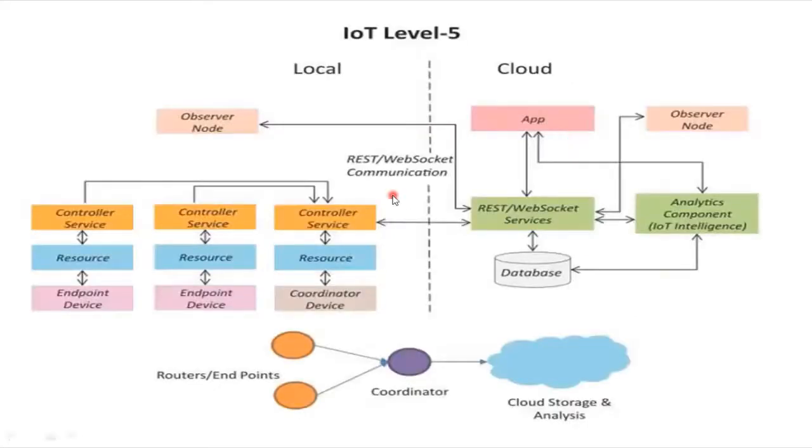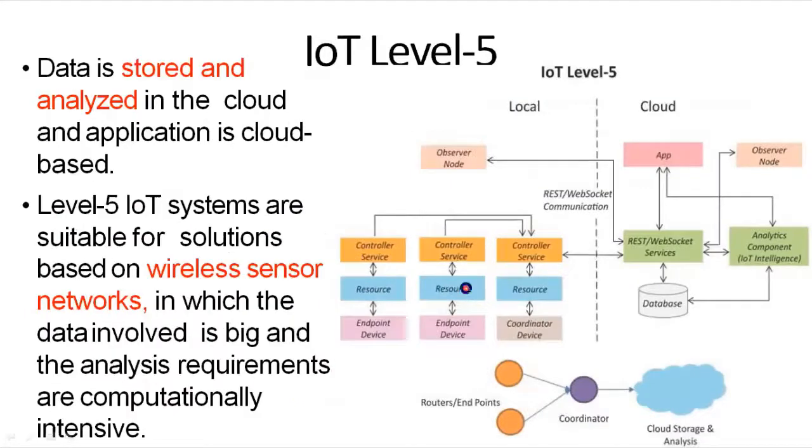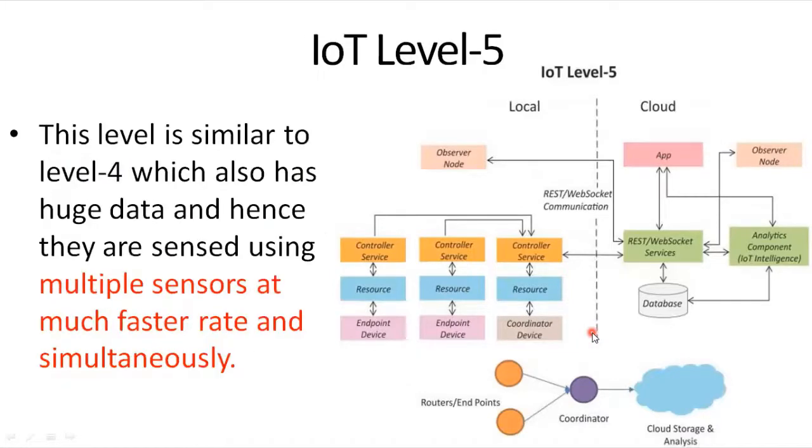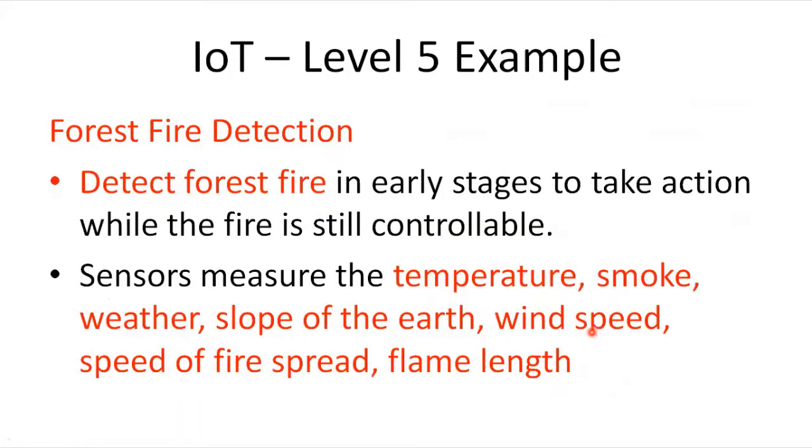And then level 5. Here in level 5, there are multiple nodes. There exists a coordinator device, one extra device instead of ordinary endpoint devices. There exists a coordinator device, and an observer node is there in level 5. This coordinator node collects the data from the end nodes and sends it to the cloud. For this purpose, you will use the coordinator node in level 5. This system is applicable for forest fire detection.